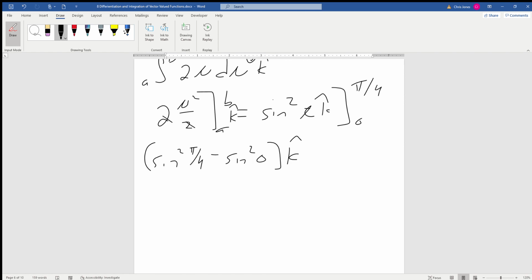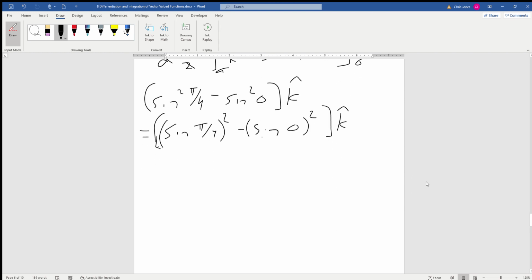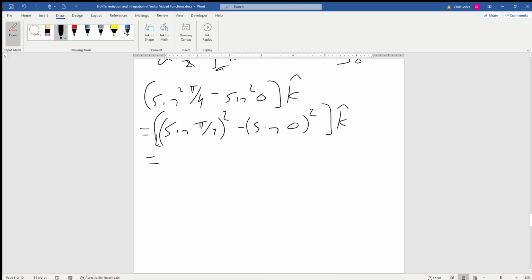And don't forget that a way to think of sine squared of pi fourths is sine of pi fourths, squared. So just algebraically, to help you out, this is sine of pi fourths squared minus sine of 0 squared, k. If that helps you to think of how to evaluate a trig function squared or cubed or anything like that. Now we know sine of pi fourths is root 2 over 2, so this is root 2 over 2 squared. We know that sine of 0 is 0, squared. And ultimately, that just works out to be 2 over 4, or 1/2, k.